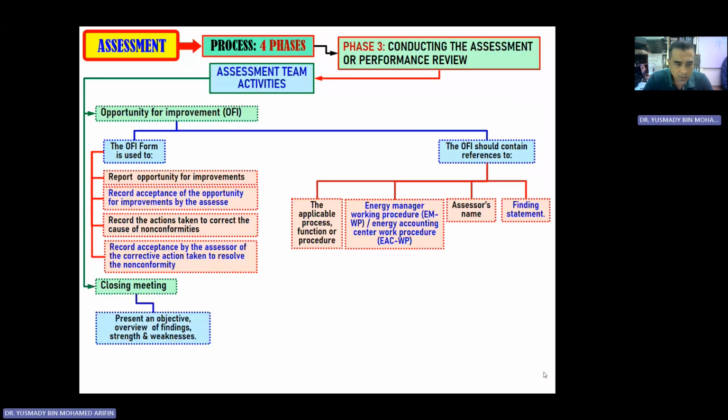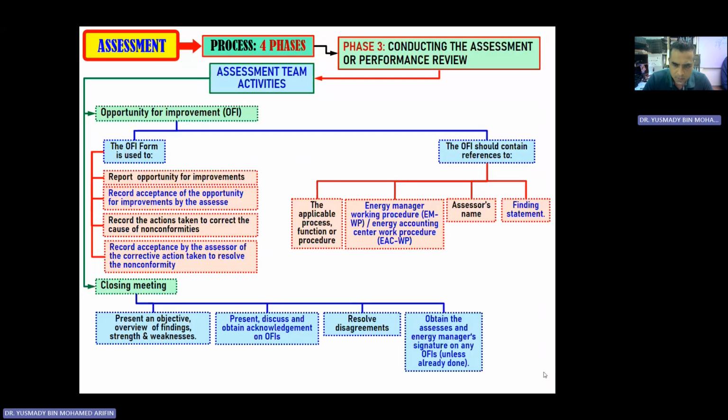For the closing meeting, the assessment team needs to present an objective overview of findings, strengths, and also weaknesses. Need to present, discuss, and obtain acknowledgement of OFIs, resolve disagreement, obtain the assessors' and energy manager's signature on any OFIs unless already done, and confirm the follow-up activities on how any OFIs are to be closed out.